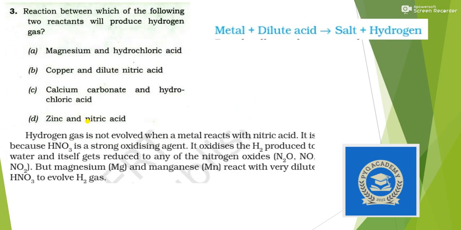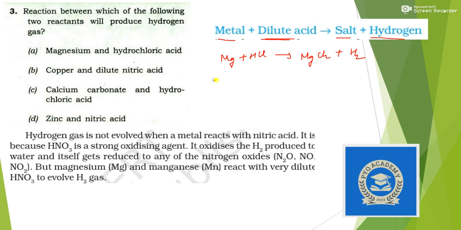Let's move to the next question. Reaction between which of the following two reactants will produce hydrogen gas? This is given in the chapter metals and non-metals. When you react a metal with dilute acid, it will produce salt and hydrogen gas. So let's take our options. First option is magnesium and hydrochloric acid, Mg plus HCl. According to the above statement, it will produce MgCl2 plus H2.